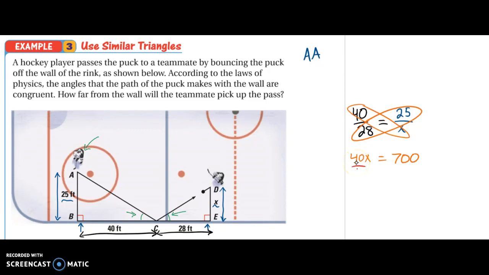Then I'm going to divide both sides by 40. Right? 40 goes away. You get x equal. And 700 divided by 40, I used my calculator for this, and I got 17.5. So that means that x is equal to 17.5.